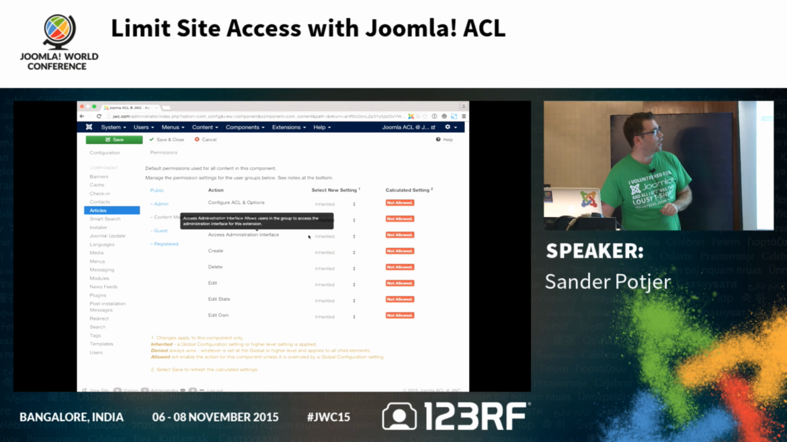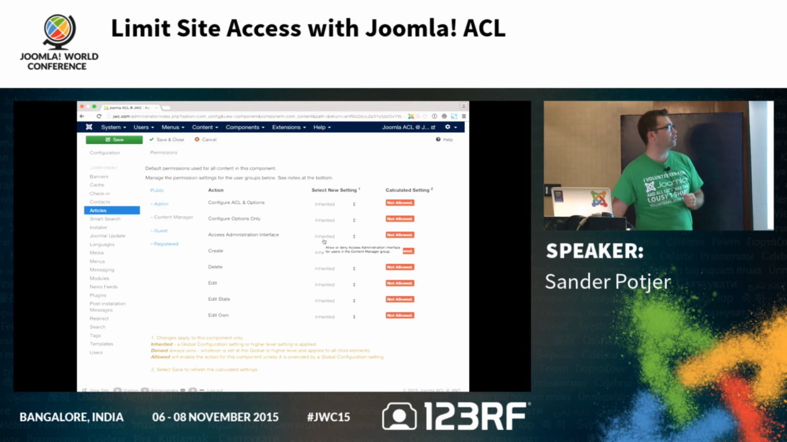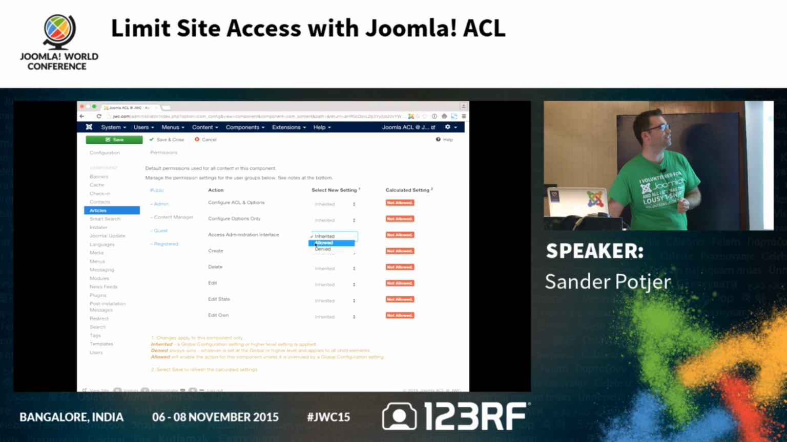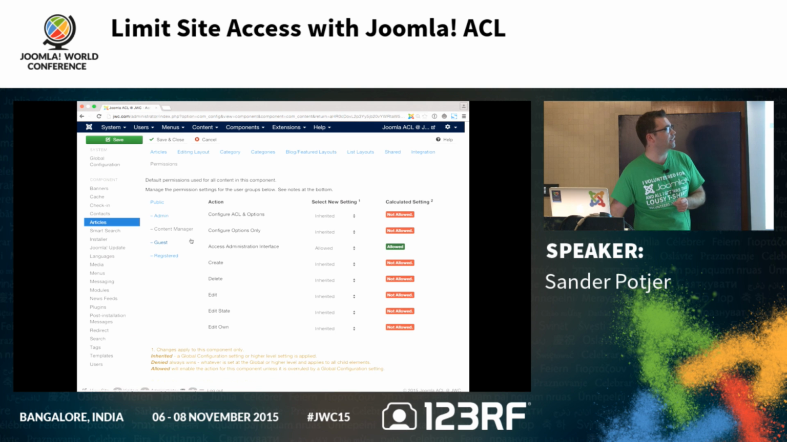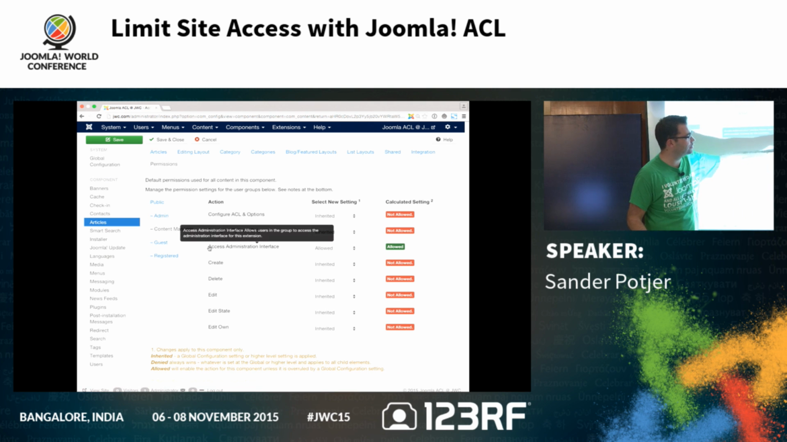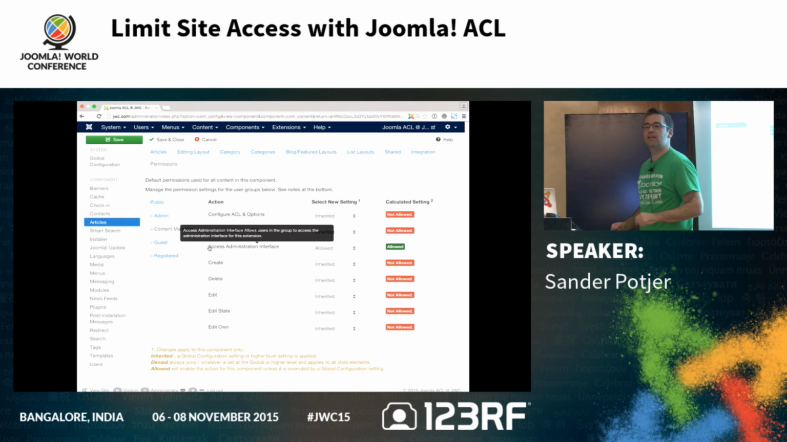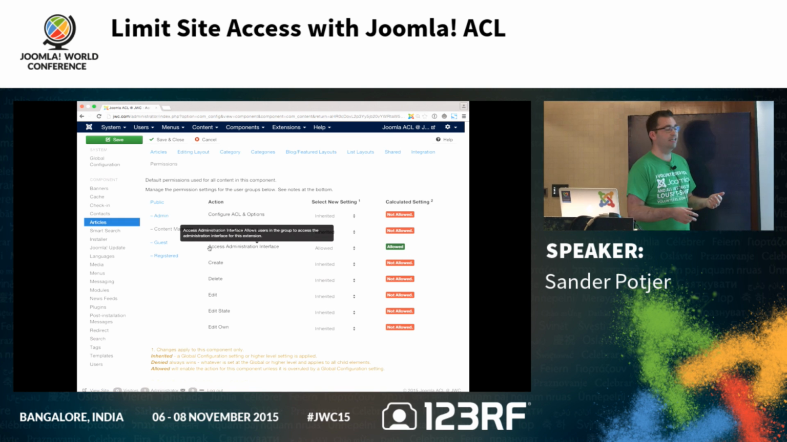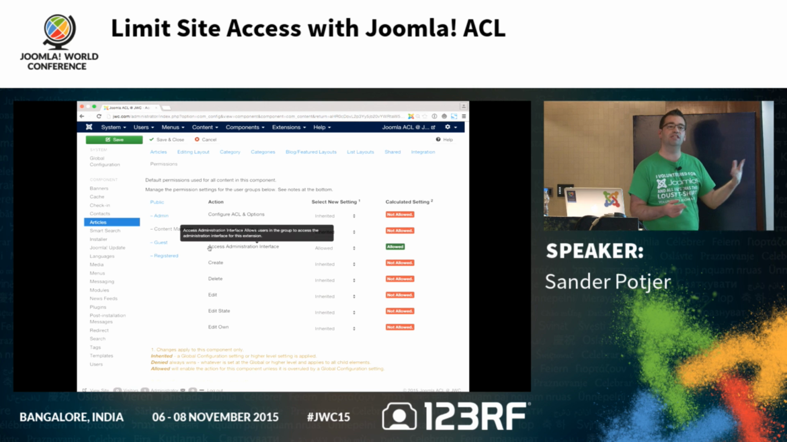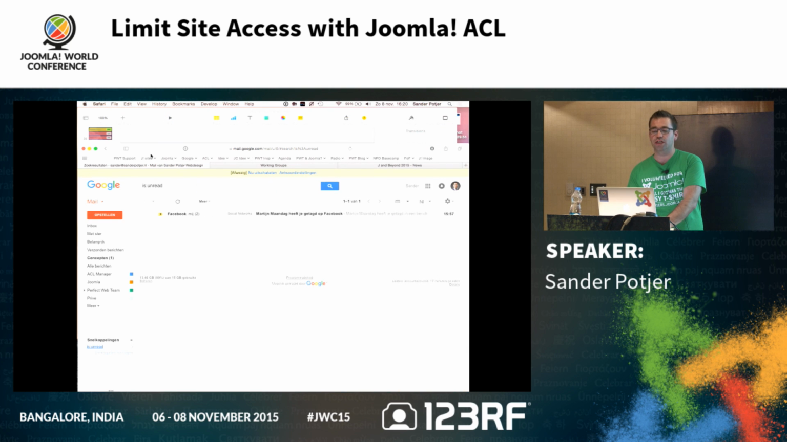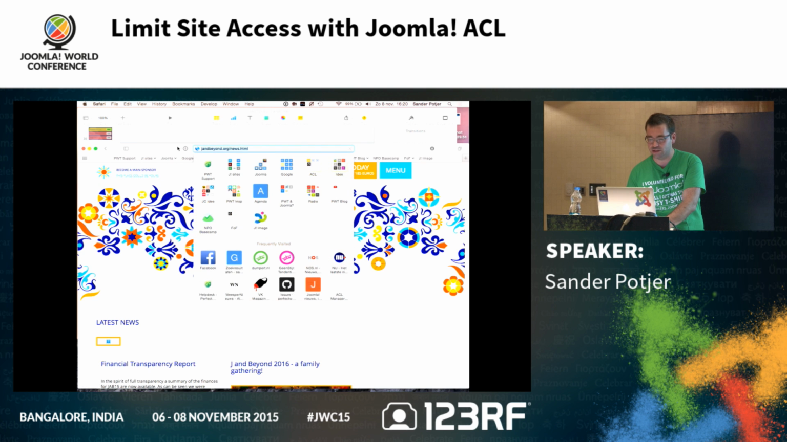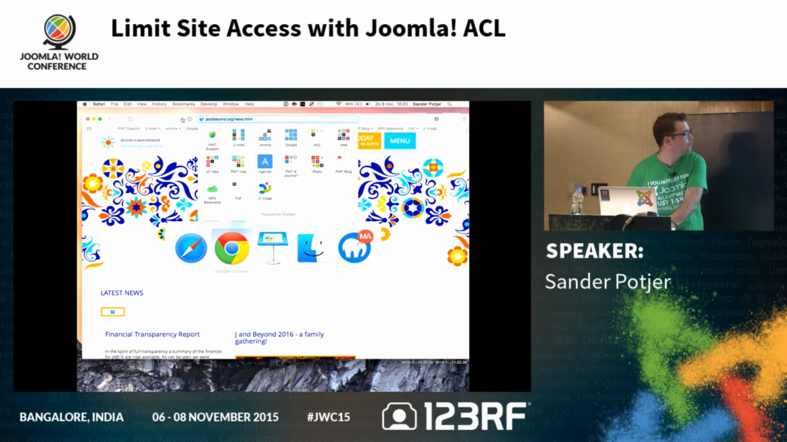So I want a user to access the article manager in the backend, and I change the access administrator interface to allow. Change it, save it, and quickly review if I did it correctly. Access administrator interface allowed, and the calculated setting is allowed. So let's try if we can log in with our test user that we created, if this works and they can only access the article manager. Usually, I always use another browser for testing. So moving this, oh, where's my?